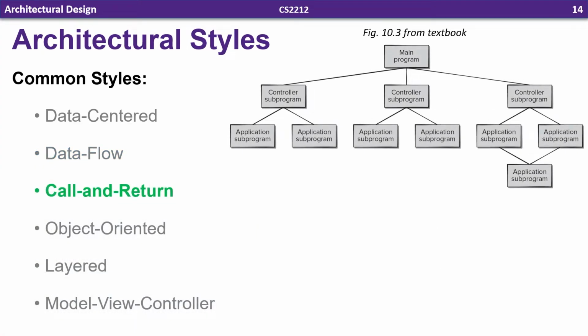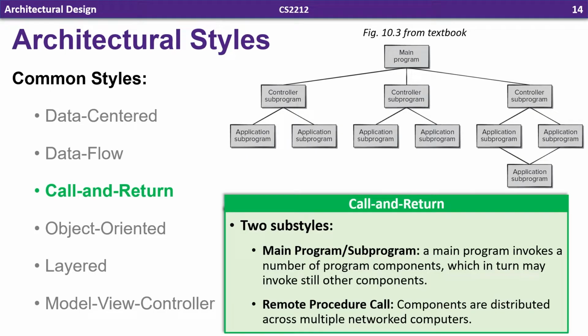Next up is the call and return style. The call and return architectural style aims for a program structure that's relatively easy to modify and scale. It's normally based on one of two substyles. In the main program/subprogram substyle, a program invokes one or more program components, which in turn may further invoke other components. You can think of this like a function or method call that may in turn call on other functions or methods. Then again, in turn, may call on other functions or methods. This creates a hierarchy of calls, starting with the main program as shown in figure 10.3 on the screen right now.